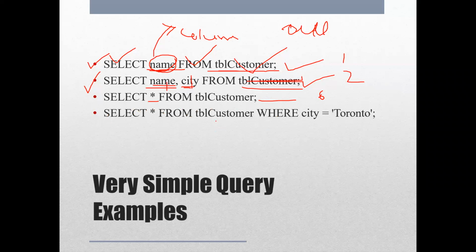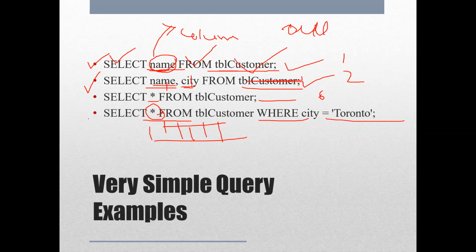Now, select asterisk from table customer where city is equal to Toronto. Now it's a very good one. The where keyword is very powerful. Why? It says to bring only those customers, but keep in mind all columns, of those customers who have city as Toronto. I hope everyone is getting that. So now we will get a result, and every column will be there, but only for those records where the customer belongs to the Toronto city and not any other city.